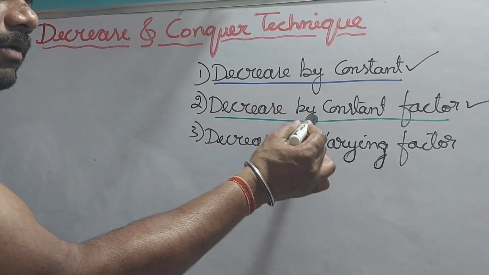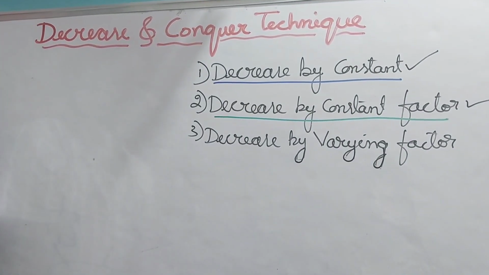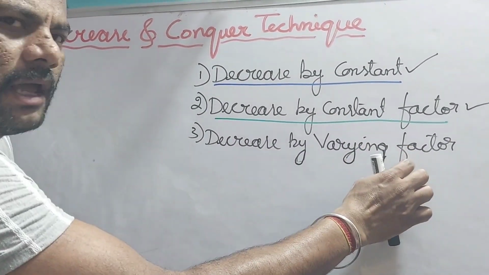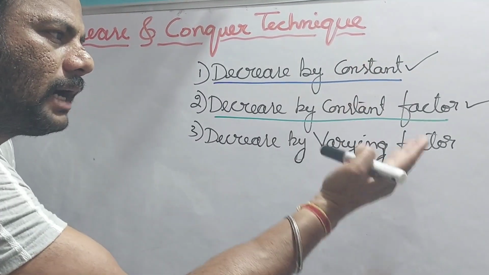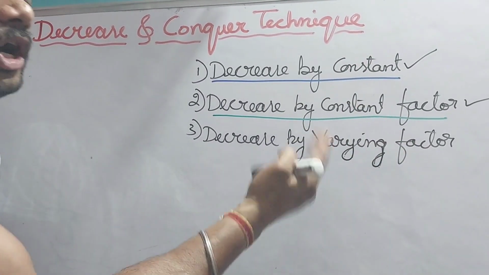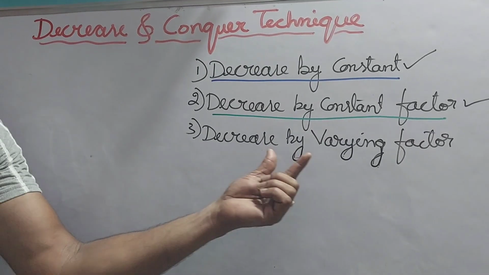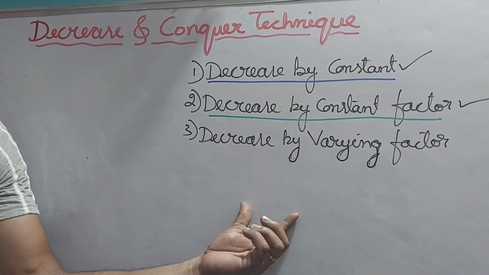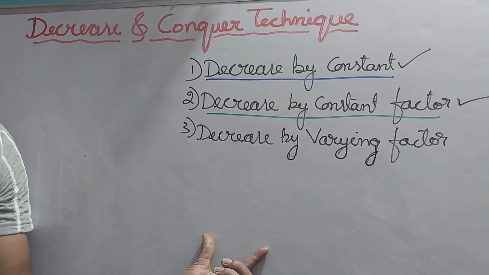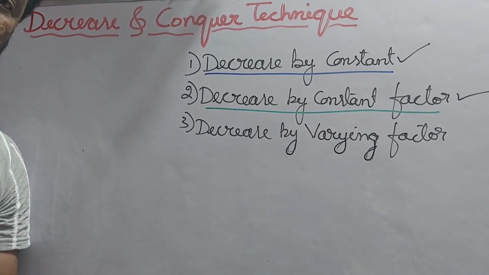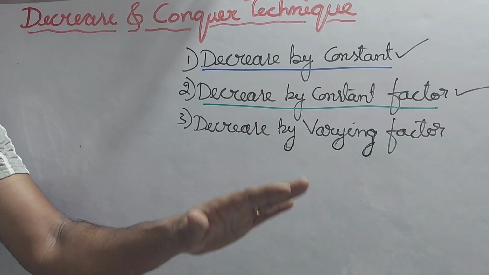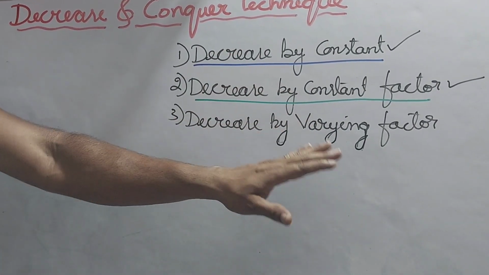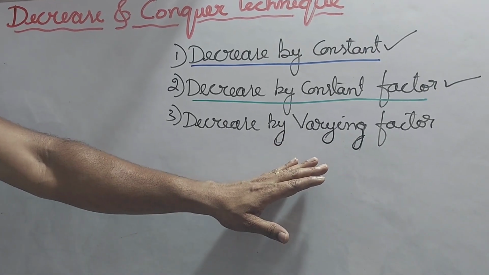So that disadvantage we can overcome by what? Decrease by varying factor. As the name indicates, the factor by how much we are reducing, that factor we can keep changing however we want. For example, in the first step, I reduce the problem size by subtracting 5. Next time minus 10, next time divide by 2, next time divide by 4. Like that I can change however we want. That is the complete freedom we have in decrease by varying factor.